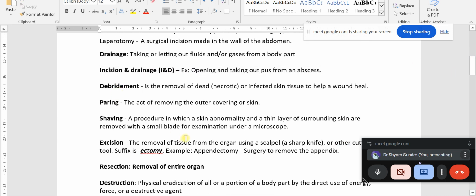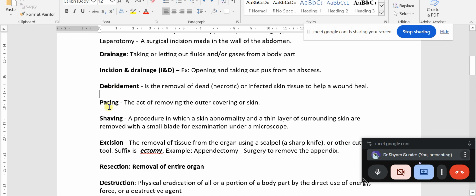Then we have the debridement. What is it? If it is a chronic wound, what is chronic wound? Non-healing wound. The wound is there for months, 2 months, 3 months. It's not healing. So what do you see there? Dead tissue. So you have to remove the dead tissue. That is called debridement. So how it is done? With the help of scalpel, blade. There's a fine, sharp instrument. So that's how they do debridement.